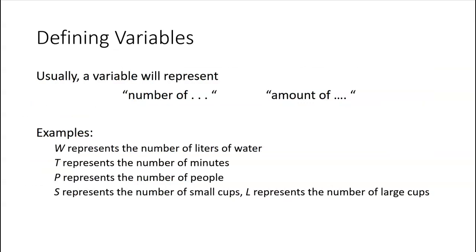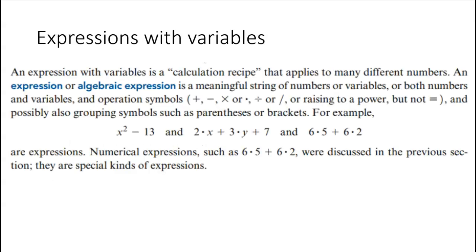So again, we usually use number of. So number of liters, T could represent the number of minutes, or you could say T represents time, minutes. P, the number of people. S represents the number of small cups. L represents the number of large cups. So we wouldn't just say small cups and large cups.